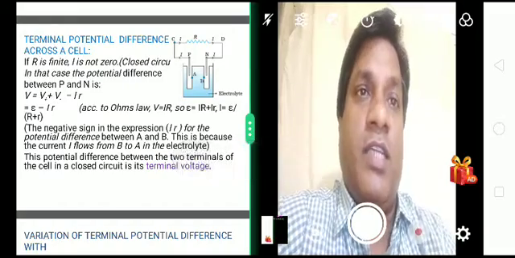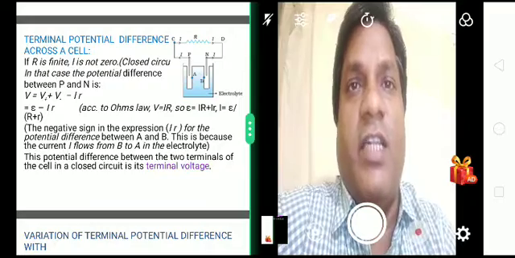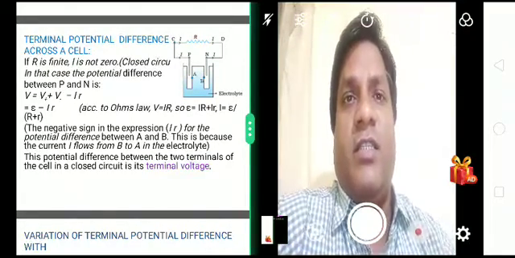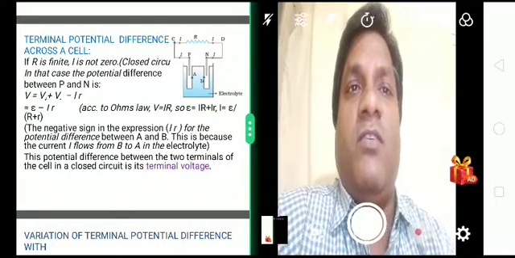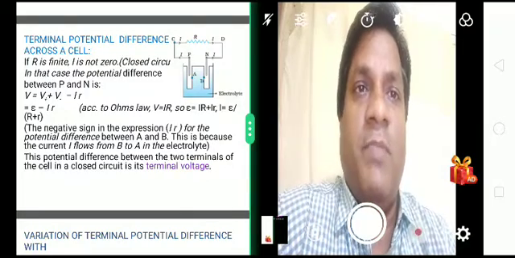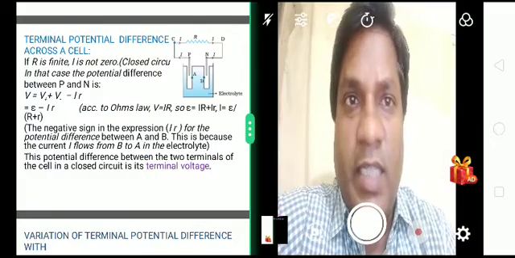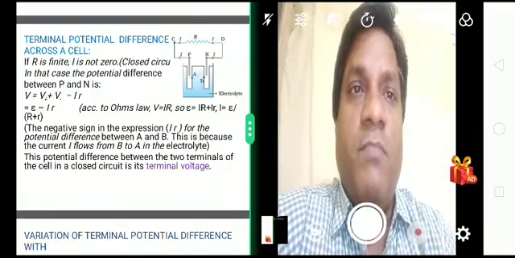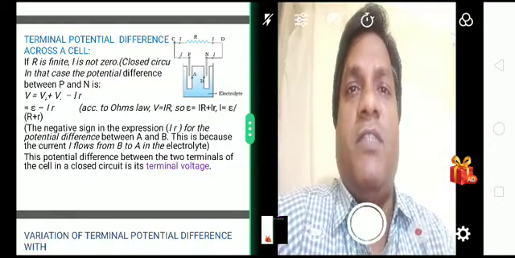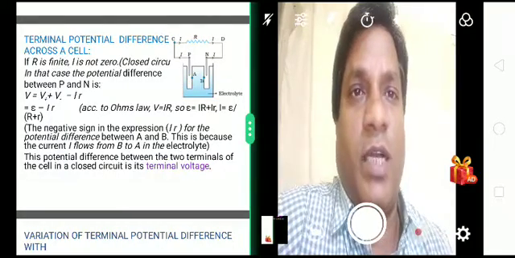Now suppose the cell is connected to a finite resistor. That means it is connected across an external resistance. When connected across an external resistance, then the second term, that means the potential drop between A and B, or the potential drop across the electrolyte, is no more 0, because some current is flowing and there is some internal resistance. So some potential will drop across the electrolyte. So the total potential difference between P and N now will be EMF minus I into R.